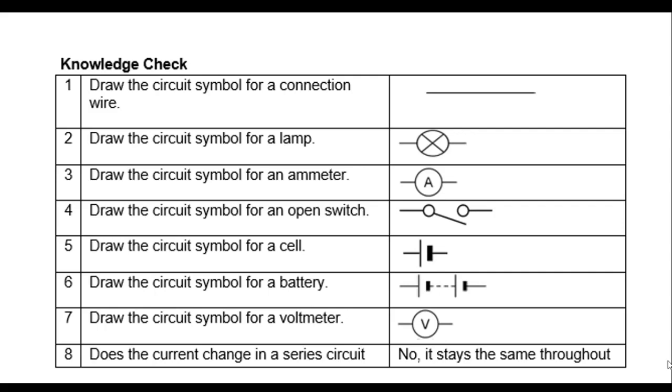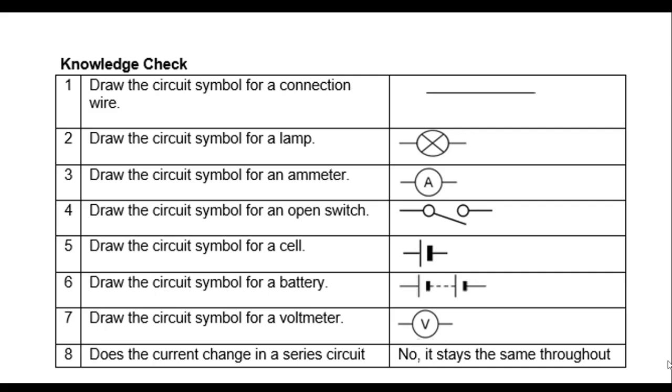The circuit symbol for a battery then is very similar to the cell. It's almost like a copy, except in between each copy there's a dotted line instead of just a bold, thick line. The line is dotted.